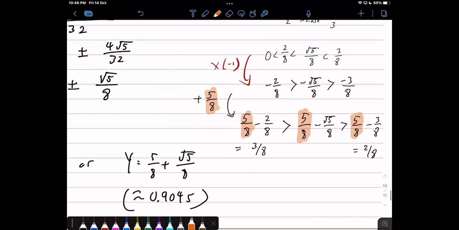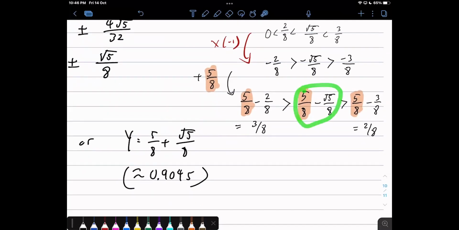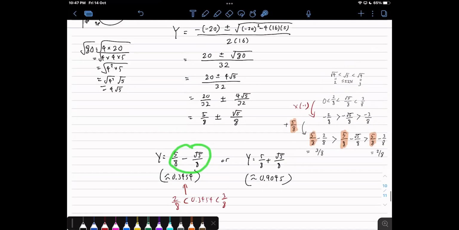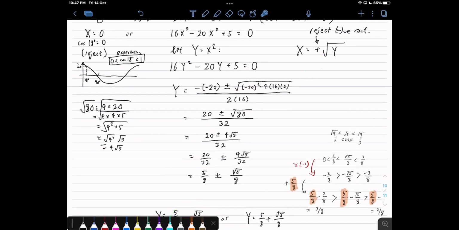So now what you realize is that this expression here is in between 2/8 and 3/8, which means that it is positive, right? In fact it is 0.3454, but we know that this is in between 2/8 and 3/8. And that's for the negative. If we wanted to reject this, one simple way would be if this is negative, because if you have a negative y value and you later take the square root, it's impossible. So we would want to reject it.